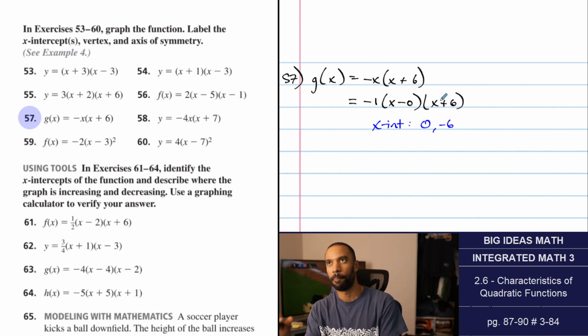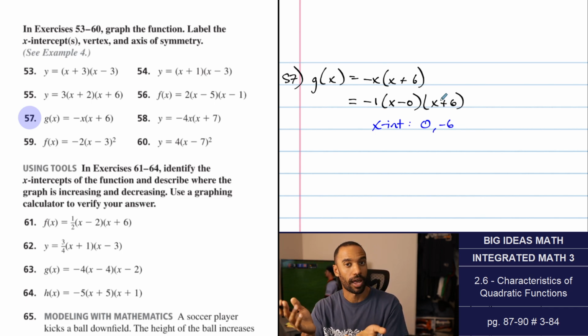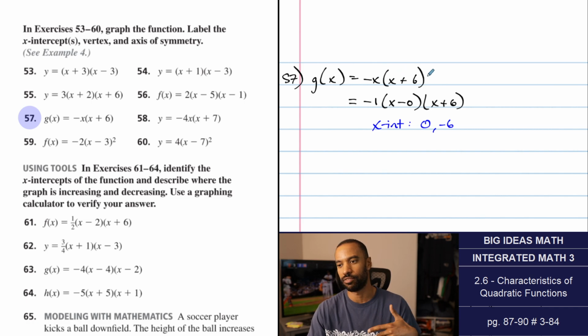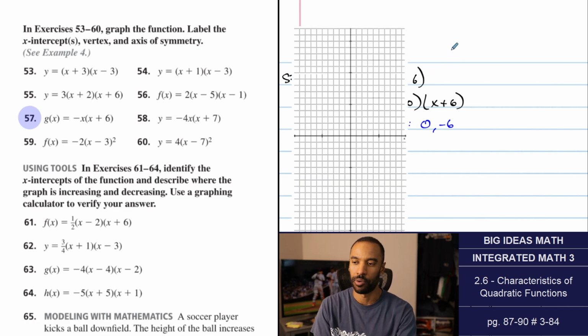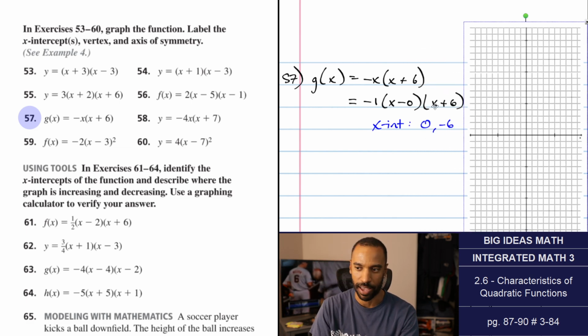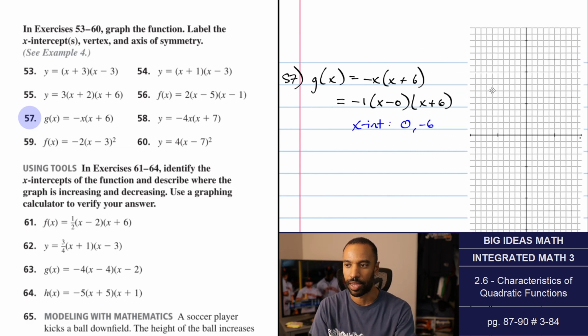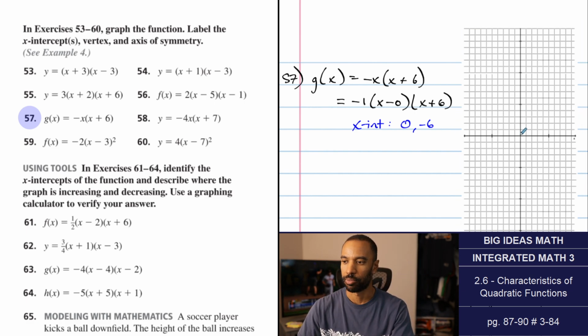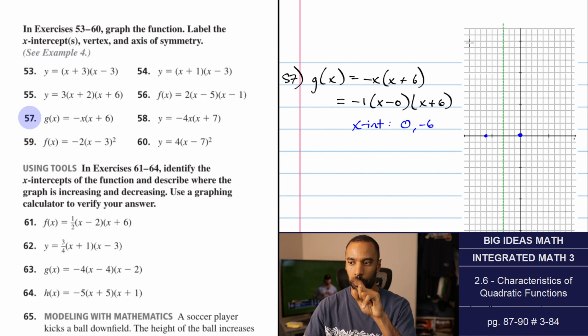When you consider the zero product property, this times this equals 0, either this equals 0 or that equals 0. X equals 0 is one of your zeros. Negative 6 is the other. And I want to remind you that negative 1 being the vertical stretch factor is how that other part will play out in a moment. But first, we plot. Halfway between 0 and negative 6 is negative 3. That's it. No more calculation.